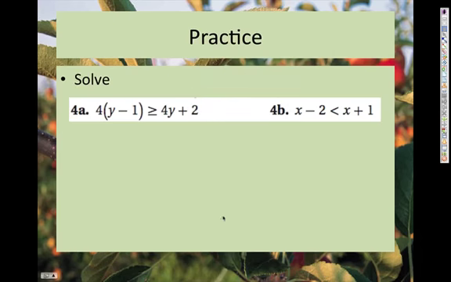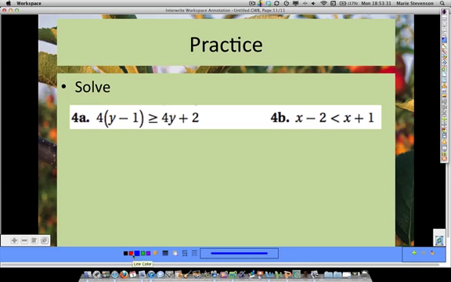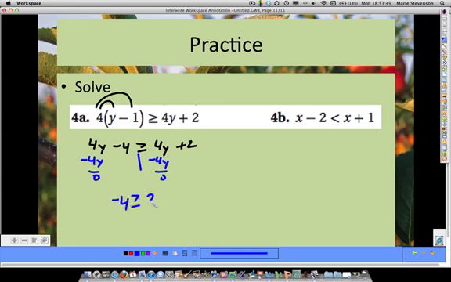So try these two on your own. Try both of them. You have 3 minutes. Go ahead and pause the video. Okay, now that you've had a chance to do it, here we go. I'm going to distribute first here. Now notice my 4y's are identical, so they eliminate. So I'm left with negative 4 greater than or equal to 2.